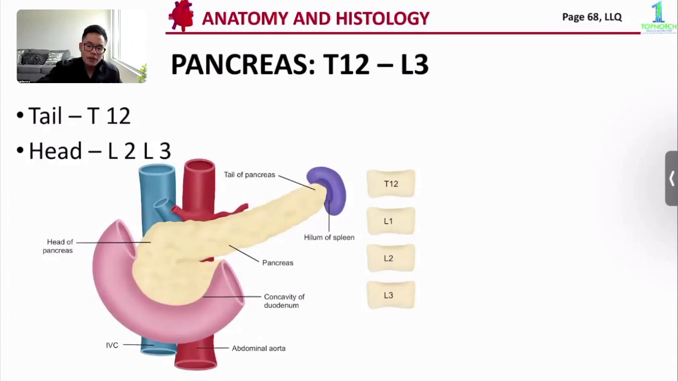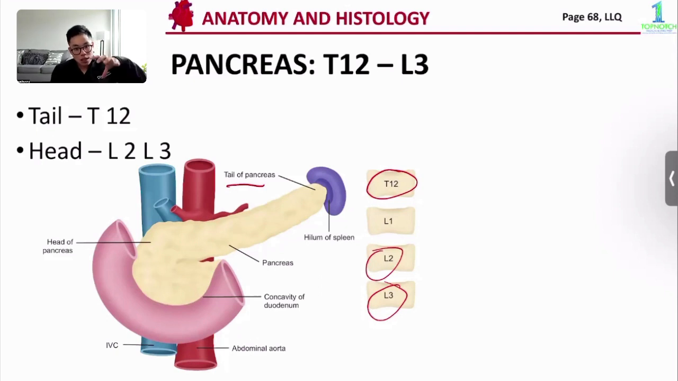Now we talk about the pancreas. The pancreas anatomically lies within T12 and L3, and the reason it spans this area is because it's diagonally placed in our body, so much so that the tail is within the T12 area and the head is within the L2 and L3 region. Now the head is the expanded part. It is embraced by the C-shaped curvature of your duodenum, which is this area right over here.